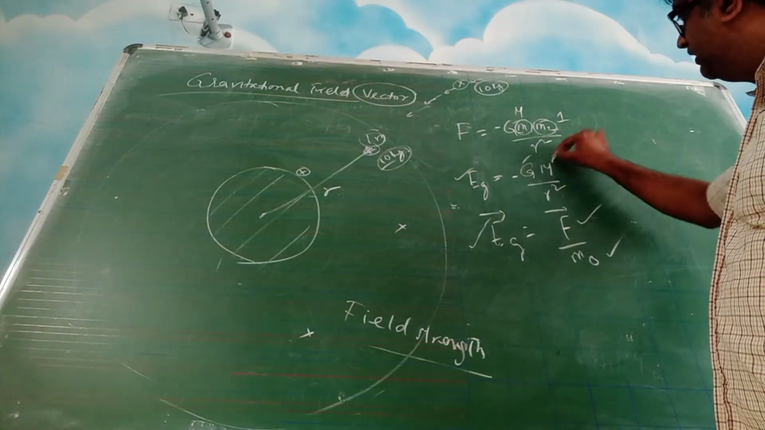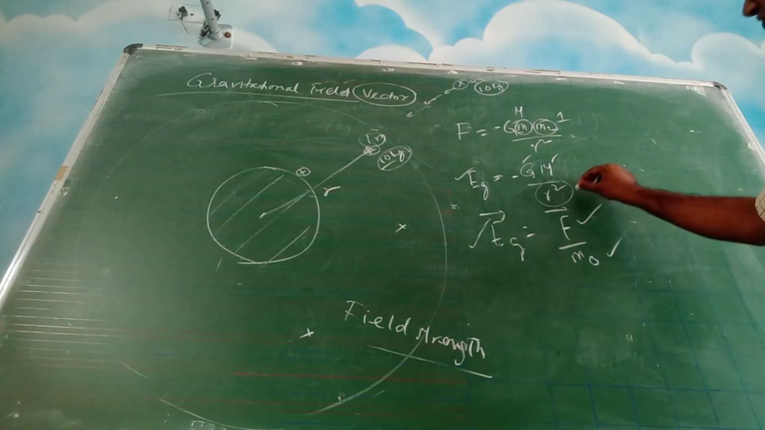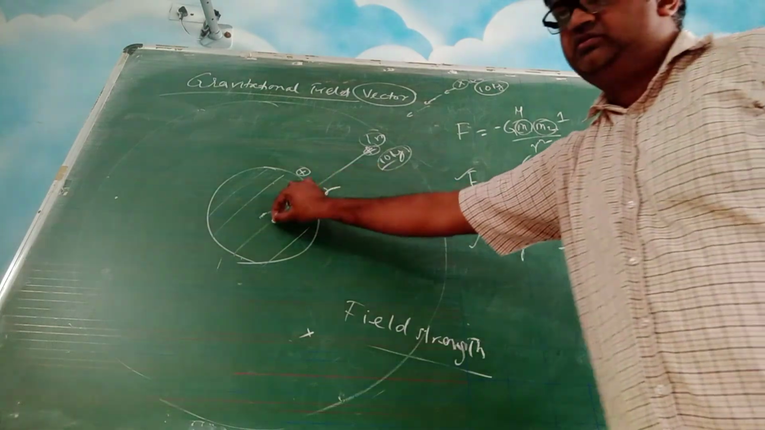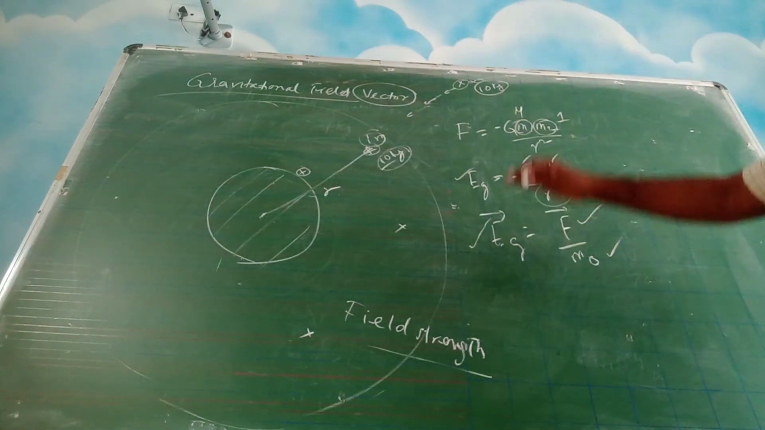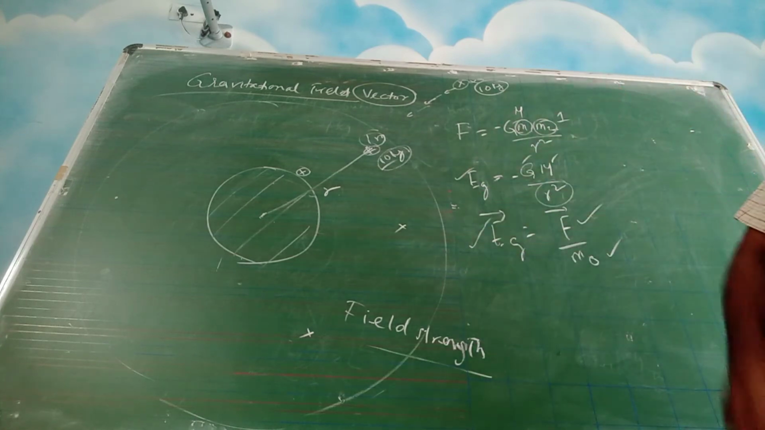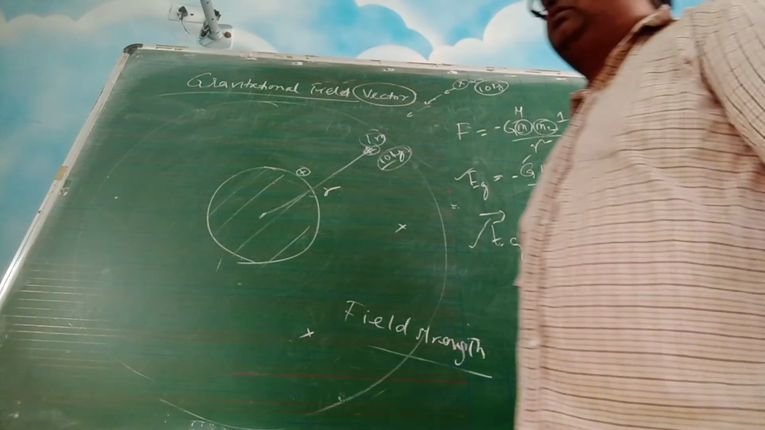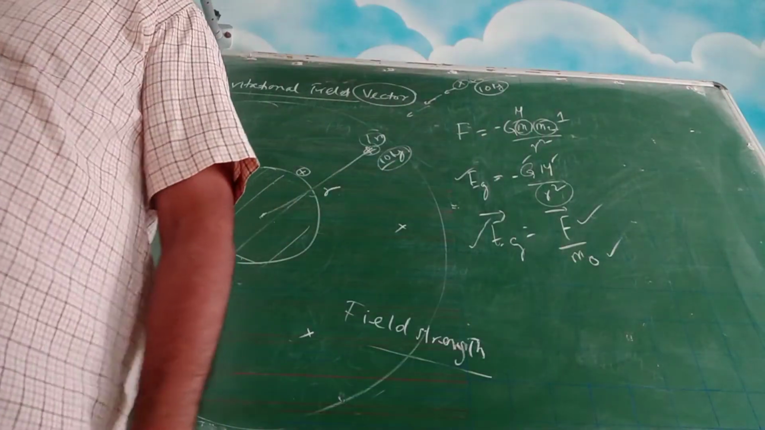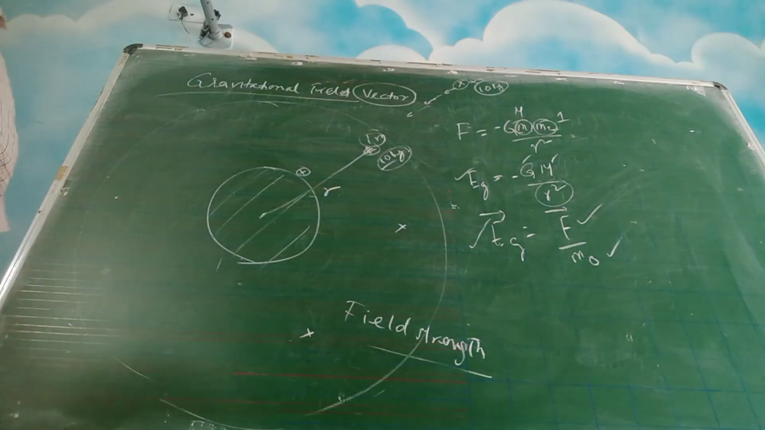Mathematically, G is constant, M is constant, divided by distance square. The lesser the distance from the earth, the stronger will be the field. You go more and more distance, the field will reduce. And you go to such a point that it becomes very, very negligible. Congratulations, you have entered into space. So, this is the whole thing about this.